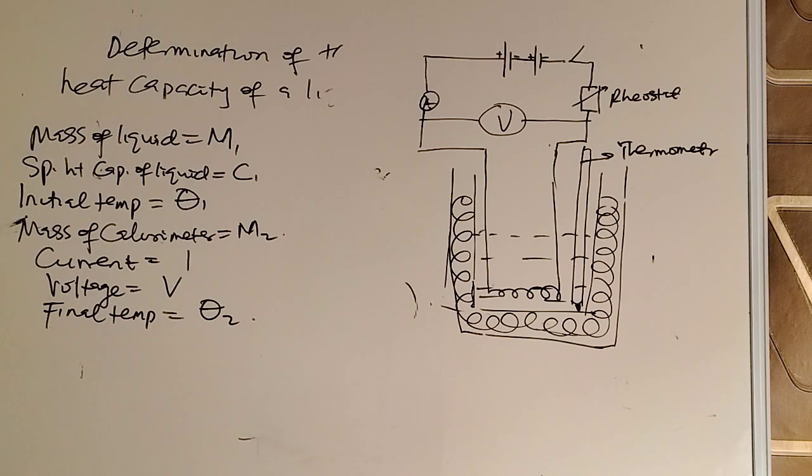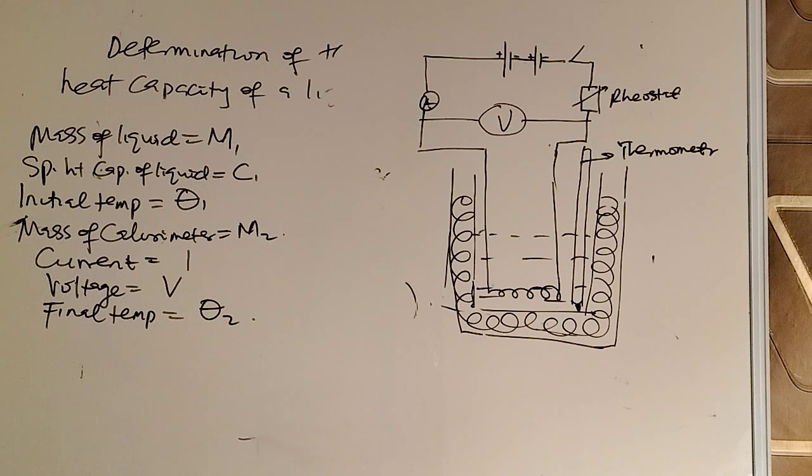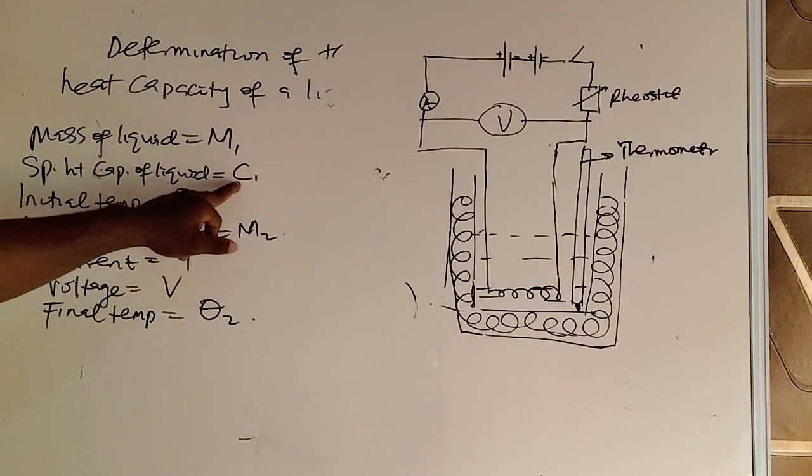So these are the apparatus and the data we need to determine the specific heat capacity of a liquid. So I repeat myself, we have to get a liquid and weigh its mass. The liquid could be water, kerosene, alcohol, any other liquid. We want to find its specific heat capacity. The mass is M1, and this is the specific heat capacity of the liquid you're looking for.